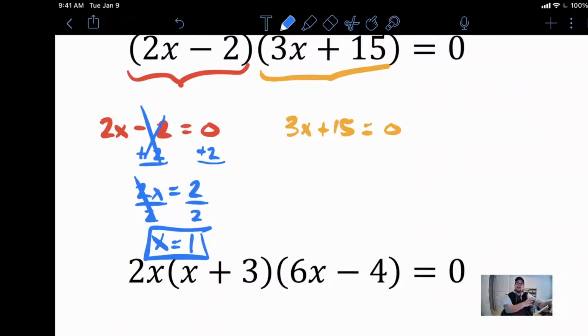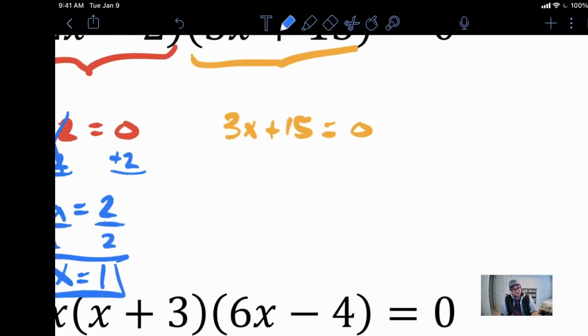Now let's look at the other one. If I have 3x plus 15 equals 0, again, the first piece to get rid of is the 15. Since it's a plus 15, we want to subtract 15 from both sides.